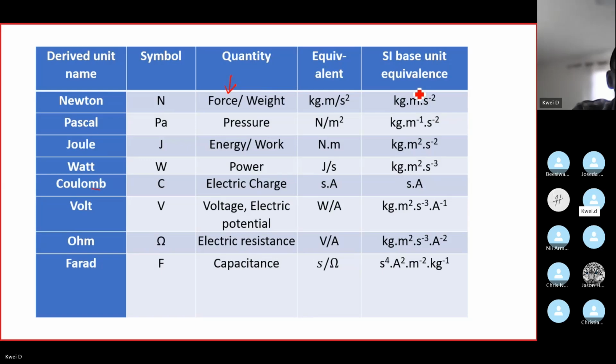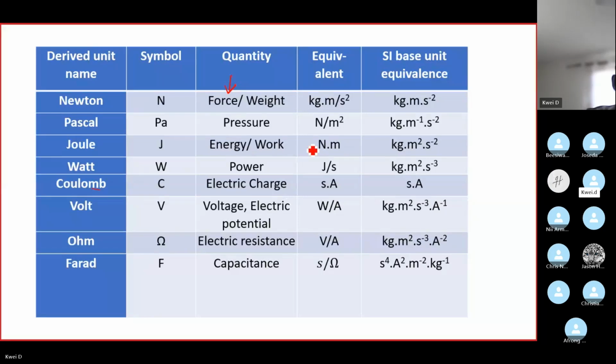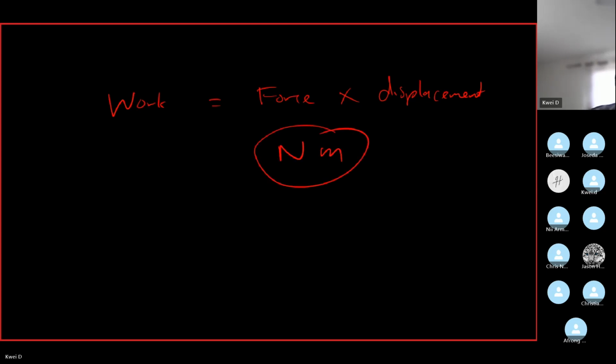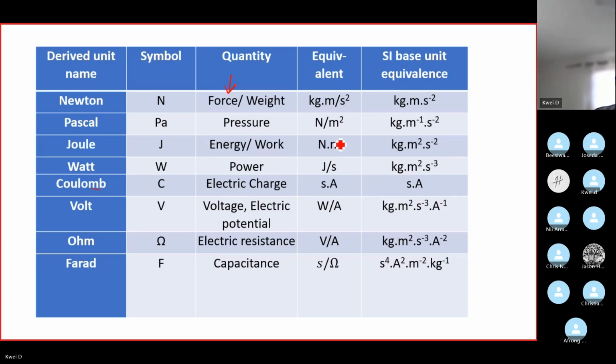SI base unit equivalence. Then the joule measures energy or work done, which is a product of force. So work done or energy is a product of force multiplied by displacement, or what you sometimes call distance. So this is Newton, this is in meters. So Newton meter. And when you put the Newton in there and you simplify it, you're going to get kilogram meter squared per second squared.